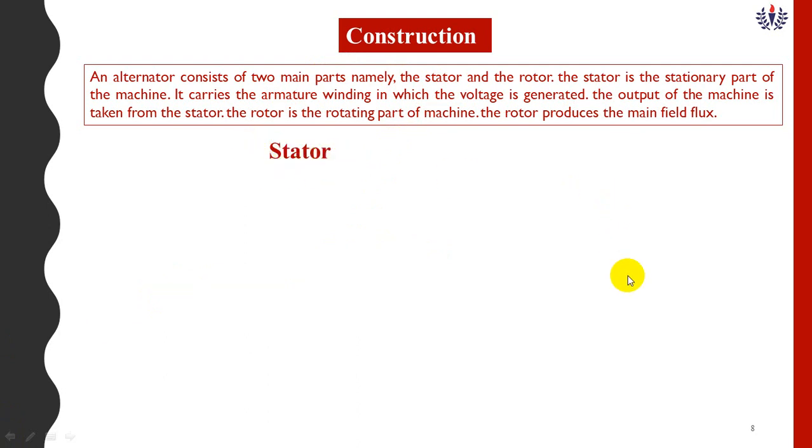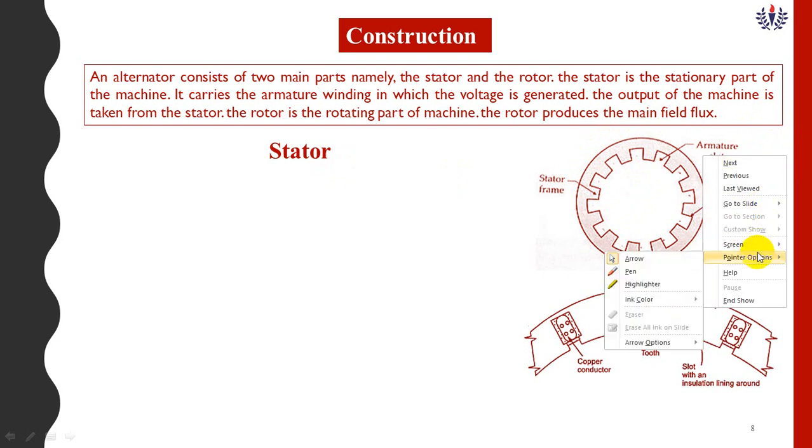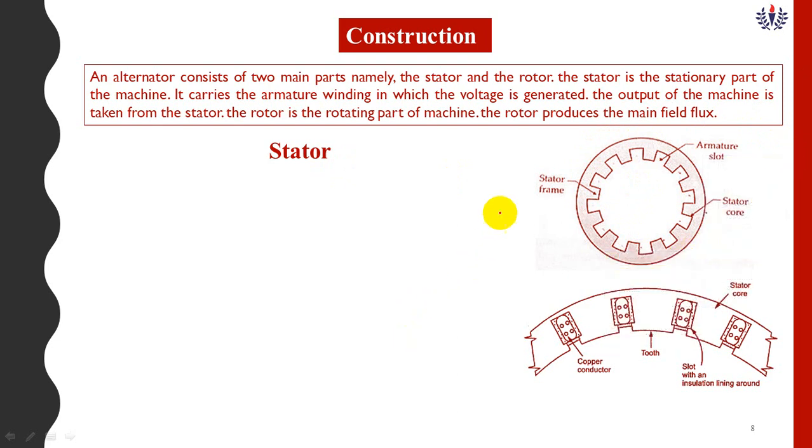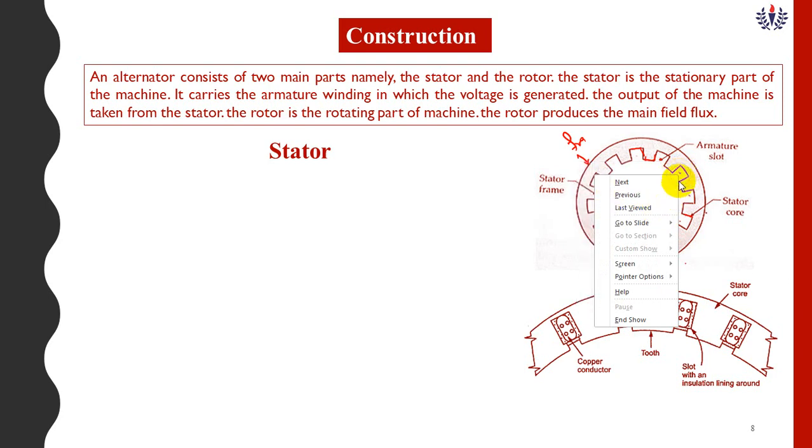This is a diagram of the stator. It will be a circle type, and this circle is called the stator frame. It is the cover, the frame. Inside there will be slots. This one is called the armature slot, and the shape of this line is called the stator core. Inside the stator core we have to place the armature slot.